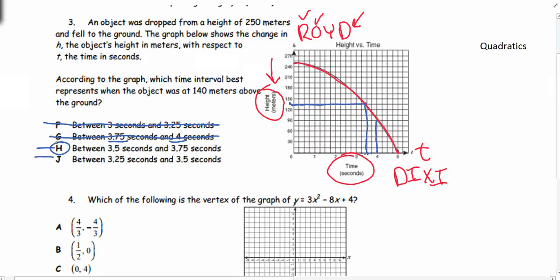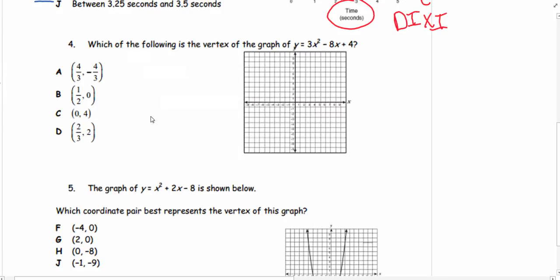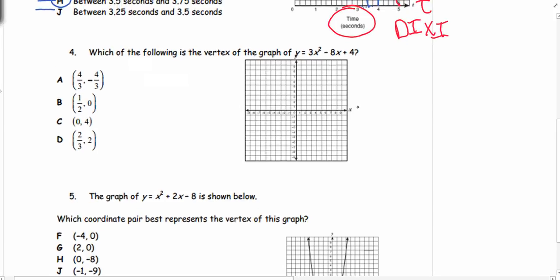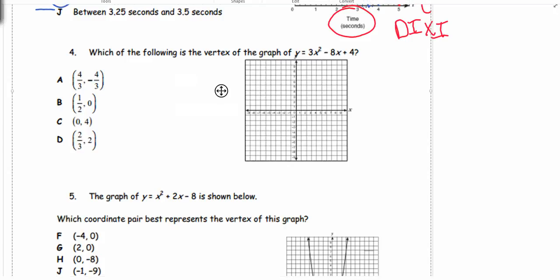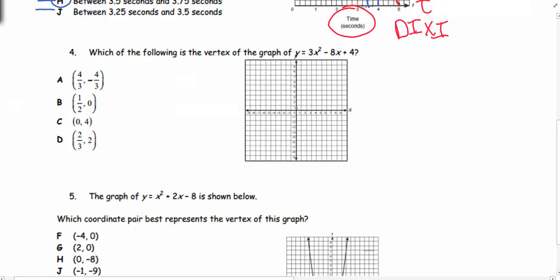Okay. All right. Let's take a look at the next problem, because here we're going to use the calculator to solve this one. It says, which of the following is the vertex of the graph y equals 3x squared minus 8x plus 4? Well, we don't have a picture to look at, so let's get our calculator out and see if we can solve this one. Now, how big is your window here on your x-axis? Just look at the picture here. It goes from 0 at the origin all the way out to 10. And the y goes from 0 all the way up to 10, right? And it goes to negative 10 over here, and negative 10 down here, right?